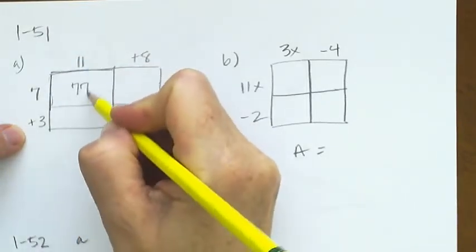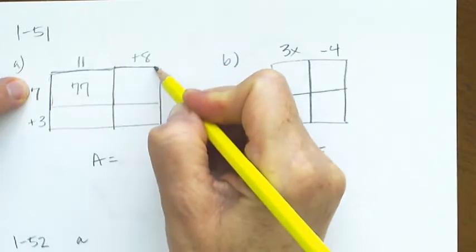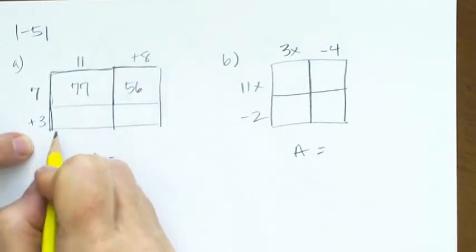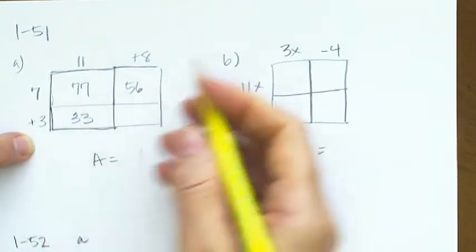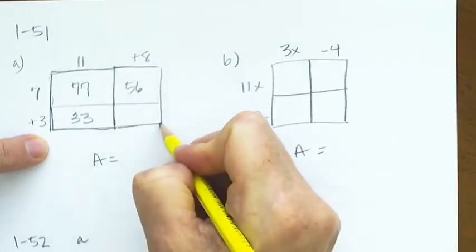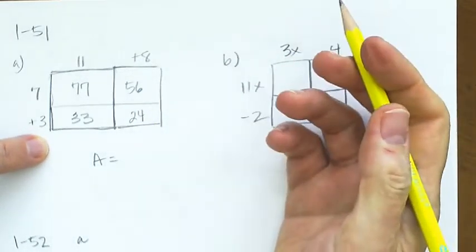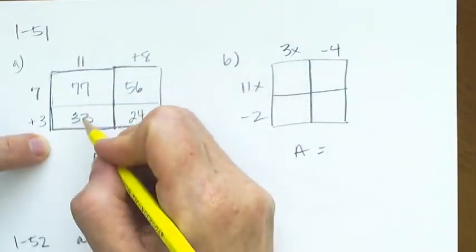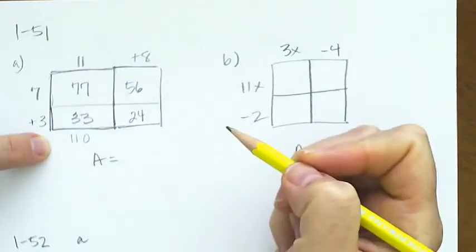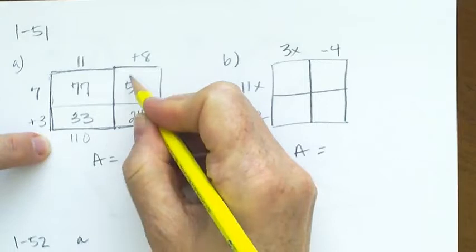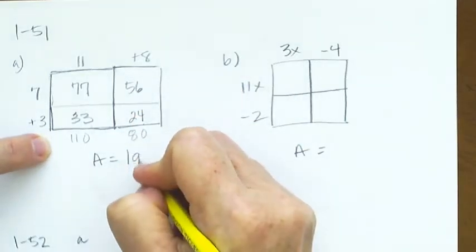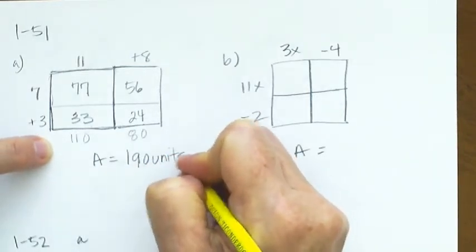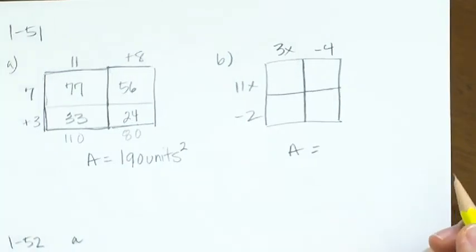7 times 11, that's 77. 7 times 8, this length is 7, the width is 8, so 56. 3 times 11 is 33. And then we have 3 times 8, 24. Then we're just going to add, so the area of each part is in our diagram, the area of the whole, we're just going to add all of these together. That's 110, 77 and 33, and then that would be 80, so it would be 190. And this is area, we don't have units, so we're just going to put units, 190 square units.